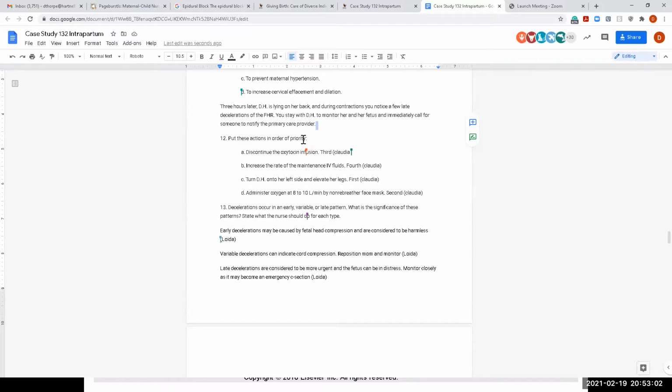So put these actions in order of priority. Honestly, I kind of went around with another instructor about the way they had this, but the first thing I would do is put her on her left side. I don't know about elevating legs. I would put her on her left side, and then I would DC the oxytocin, but we went around and around. So what did they put here?